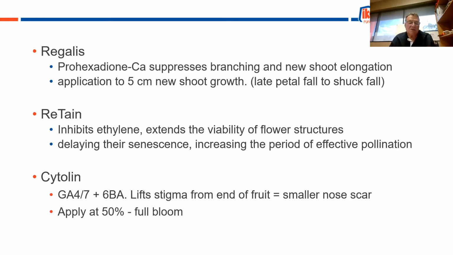Cyclin, that idea has come out of Tasmania, lifts the stigma off the end of the fruit at flowering time or straight after flowering, so that there's a smaller nose scar on the fruit. So there's less chance of cracking with that. It's applied in 1 or 2 applications at 50 to 100% full bloom. But it's just to reduce the size of that scar on the nose of the fruit. And it does work, but that comes at a cost too.